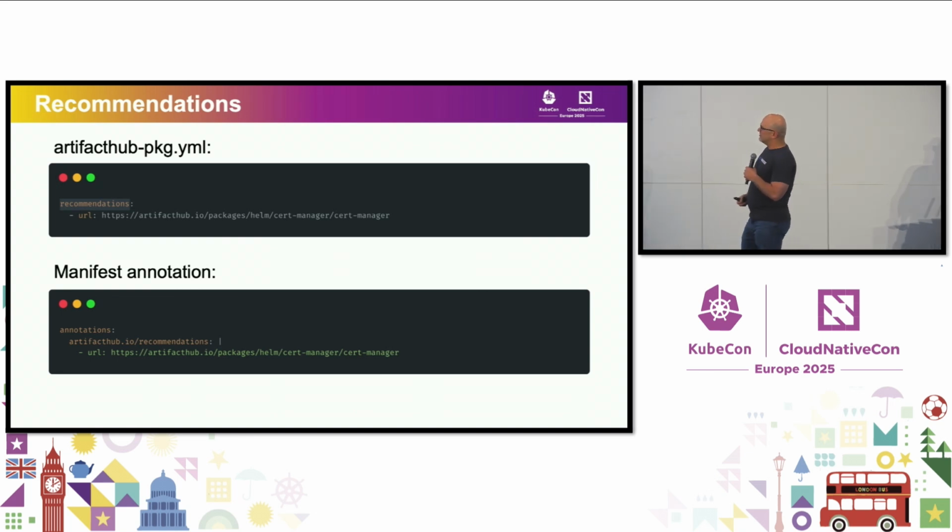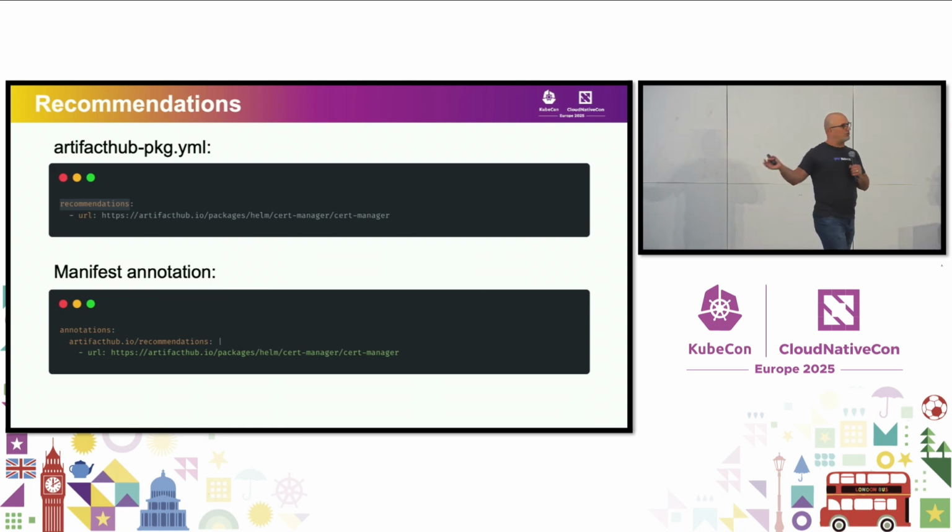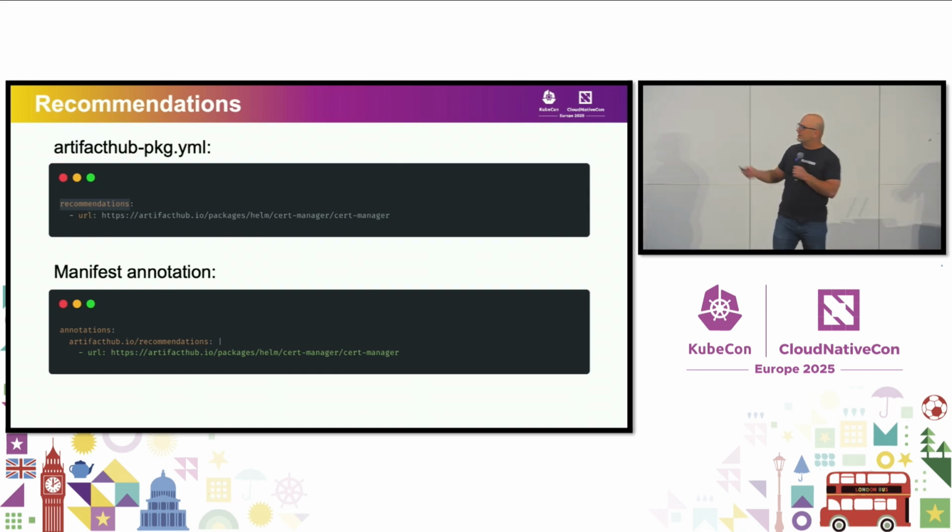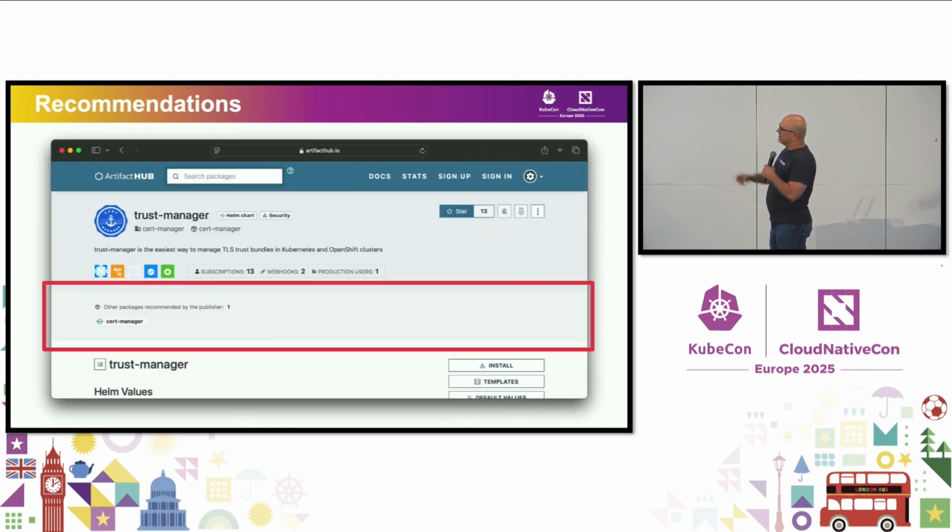And so here, you've got something that is recommending Cert Manager. And you can see the 2 different styles of annotations, or YAML, depending on what project you're doing. And then what happens is this new section pops up when that's there. It tells you, hey, there's a recommendation. It pops up right at the top.